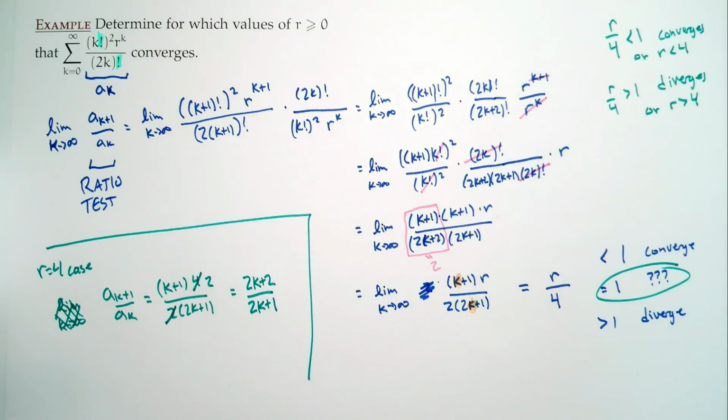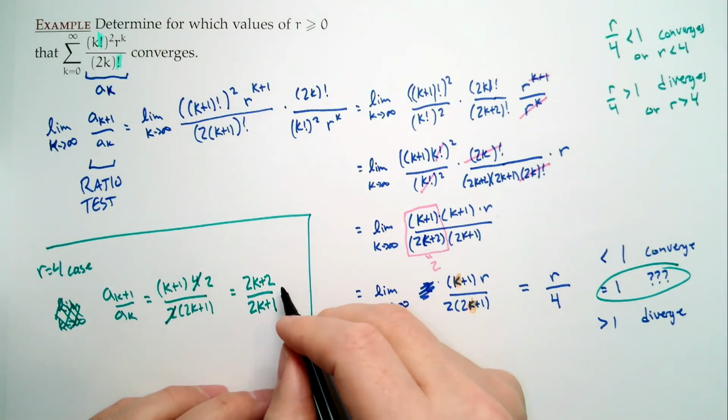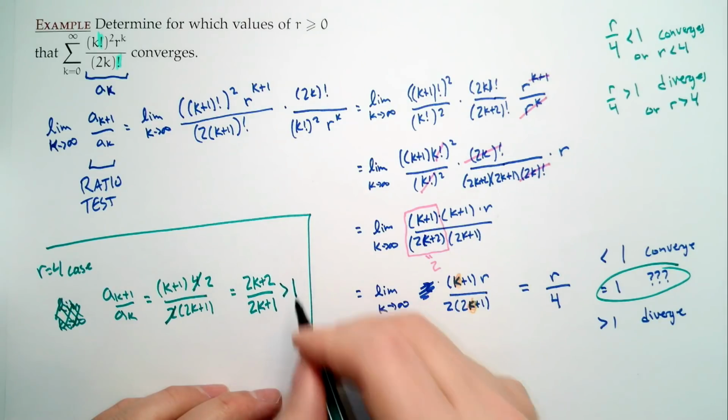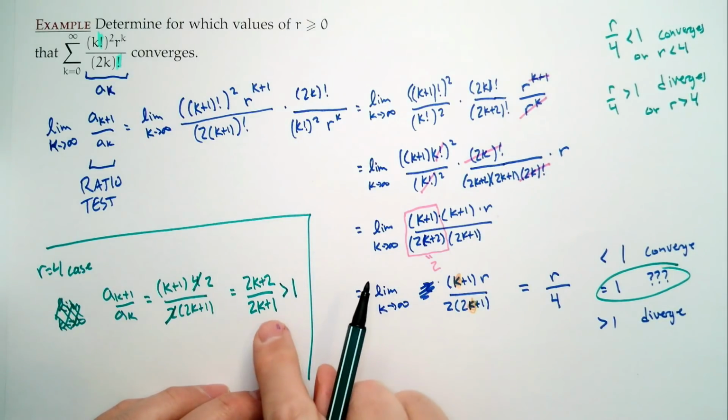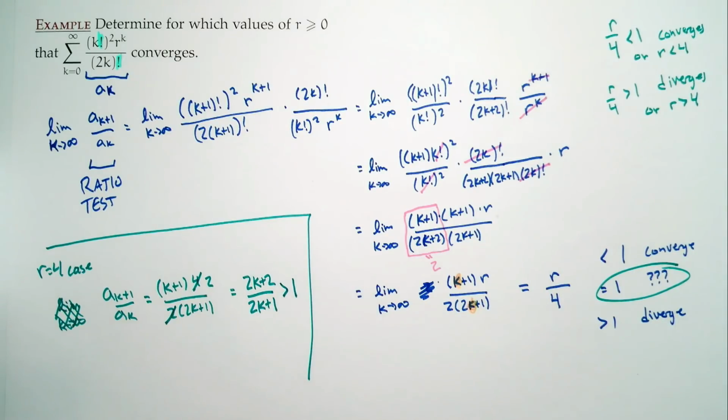Now, quick question. If I have (2k+2)/(2k+1), what can I say about that value? I can definitely say in the limit it's about 1, but I can say something a little bit better than just that. I can say it's actually bigger than 1. Because to go from 2k+1 to 2k+2, I add 1 more, and that plus 1 says that the numerator is slightly larger. So what does that say? Well, it says that a_{k+1} is bigger than a_k.